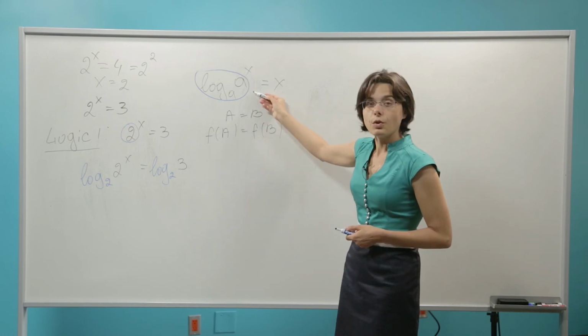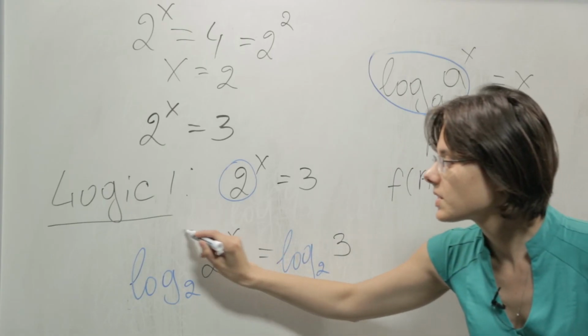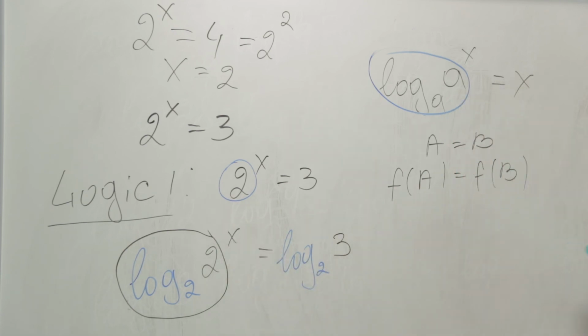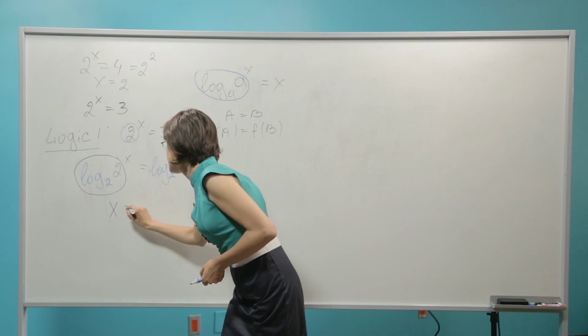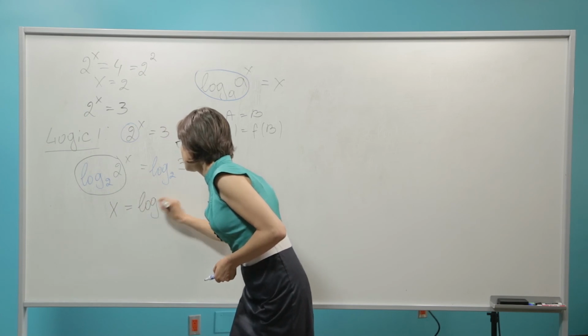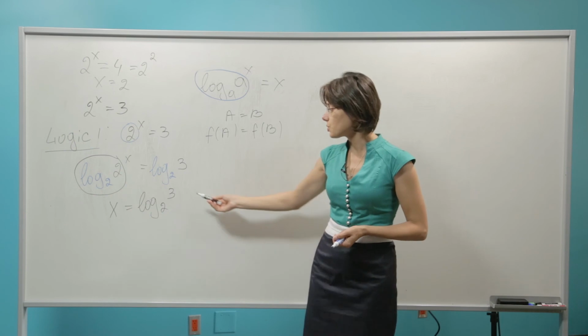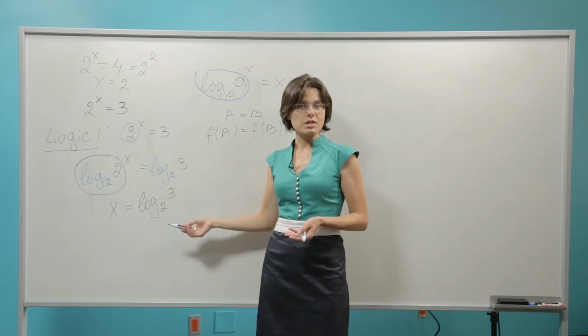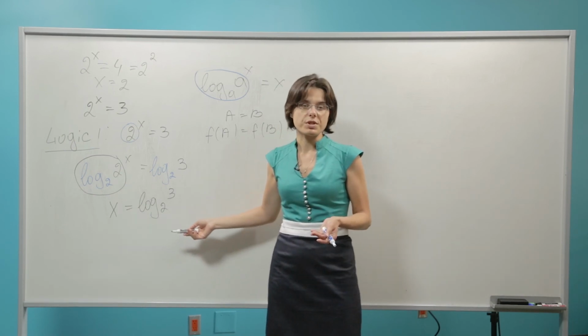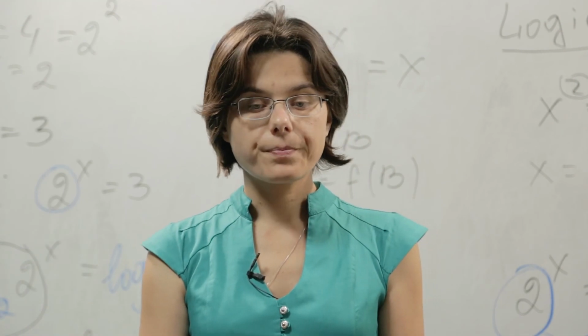Now, using the property of logarithm, what happened? These guys disappeared. So my x dropped down, and I obtained x is equal to logarithm of 3 with base 2. And this would be an answer, because logarithm of 3 with base 2 is just a number, which we can calculate approximately. Logic 2.